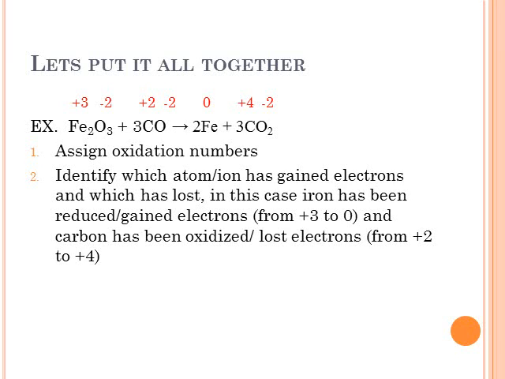So again, written out here now, the iron has been reduced. That means it has gained electrons from a +3 to a 0. And the carbon has been oxidized and lost electrons and gone from +2 to a +4. In terms of oxidizing agents and reducing agents, iron has been reduced, so it is the oxidizing agent, and carbon has been oxidized, so it is the reducing agent.